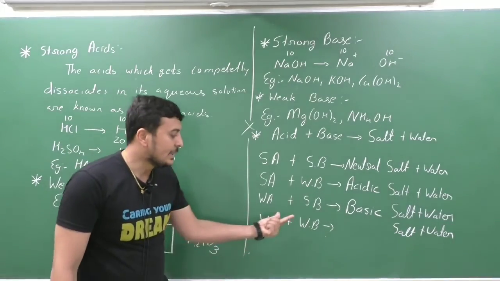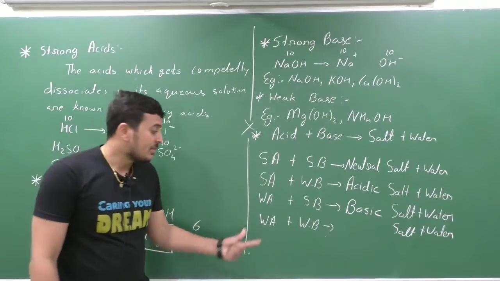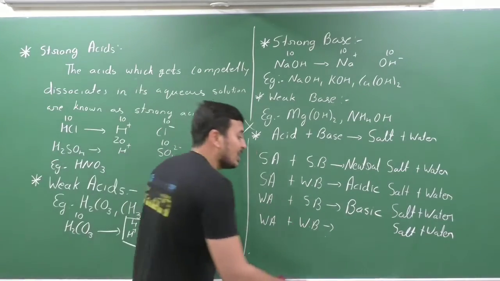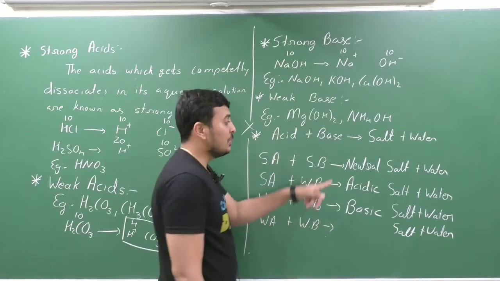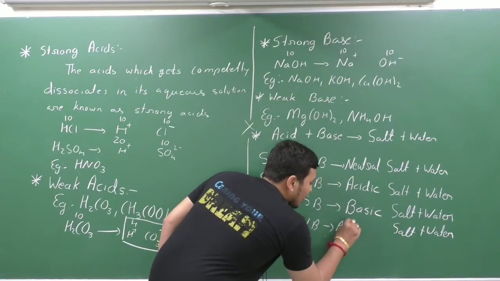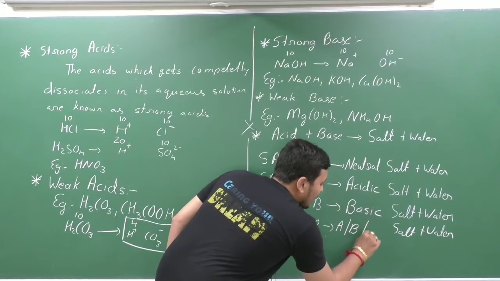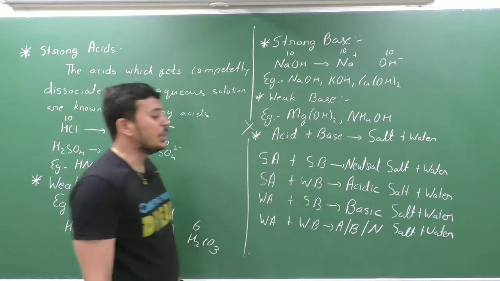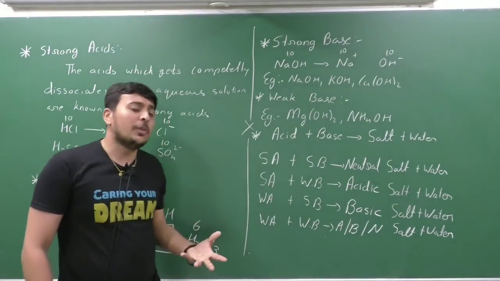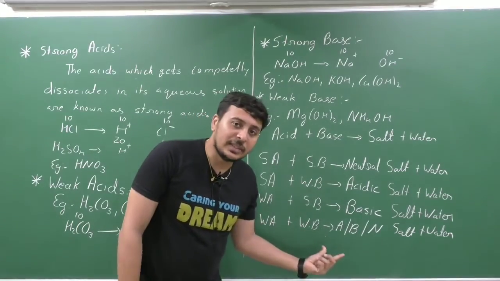When weak acid reacts with weak base, the salt can be, logically you will be answering neutral salt, but it can be acidic salt, it can be basic salt, or it can be neutral salt. We cannot say about the salt formed when weak acid and weak base react.